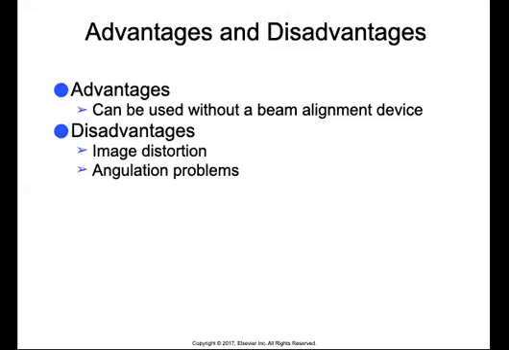The primary advantage of the bisecting technique is that it can be used without a beam alignment device when the anatomy of the patient precludes the use of such a device. So that means that they have a shallow palate, they have bony growths like mandibular or maxillary tori, or they have sensitive mandibular premolar areas. And this can be because of gum disease or other conditions which make these areas sensitive.